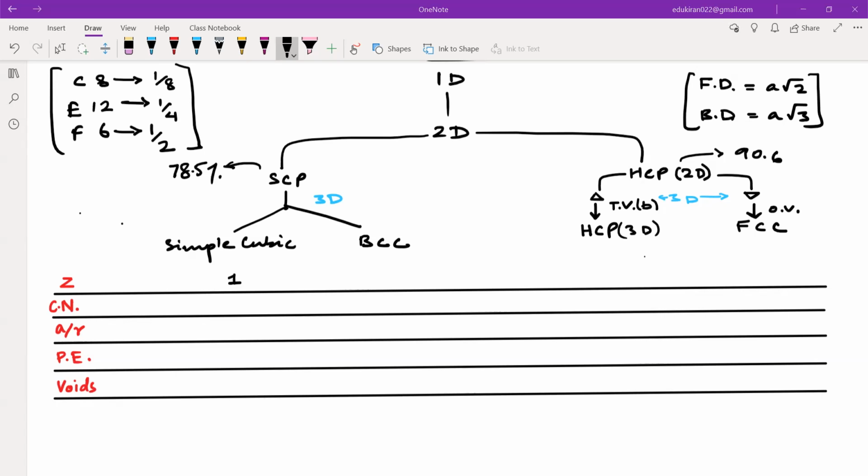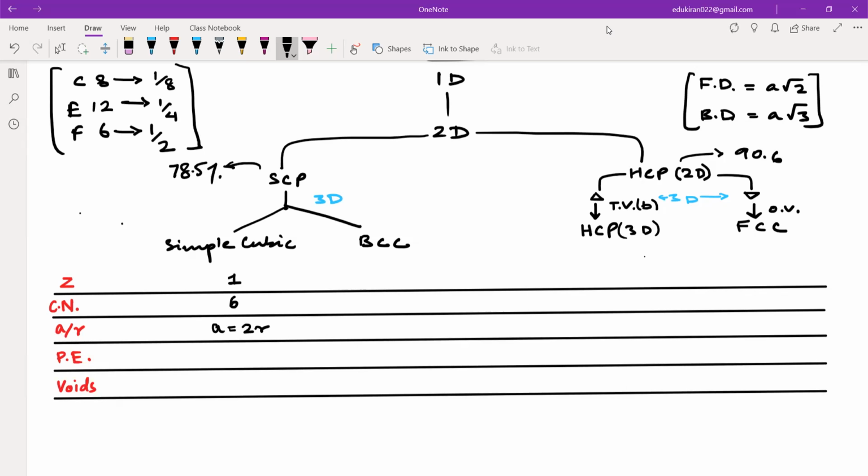So should I also tell? Yes, both of you. Coordination number is... Sir, I think 6. 4 or not. Yeah, it is 6. What is the relationship between A and R? The relation between A and R is A equal to 2R. Yeah, A equal to 2R.